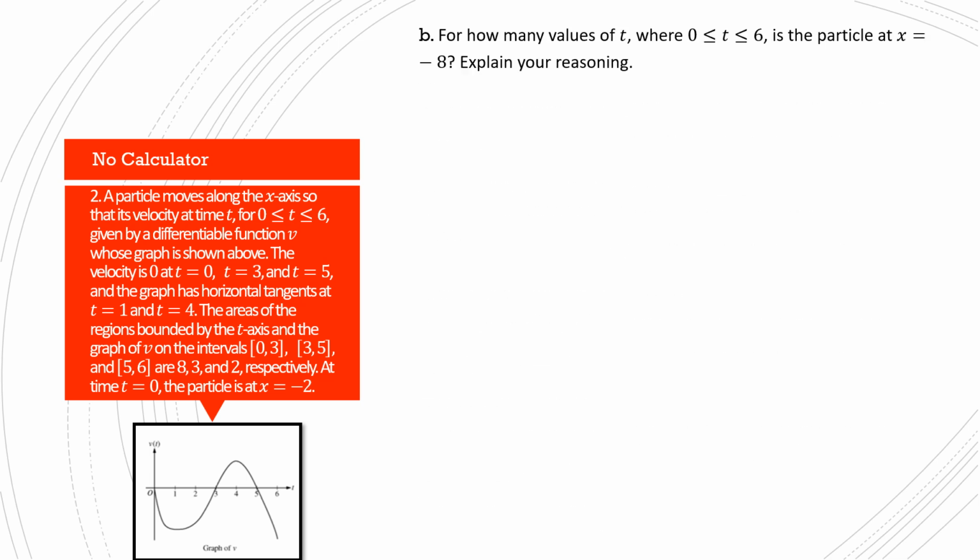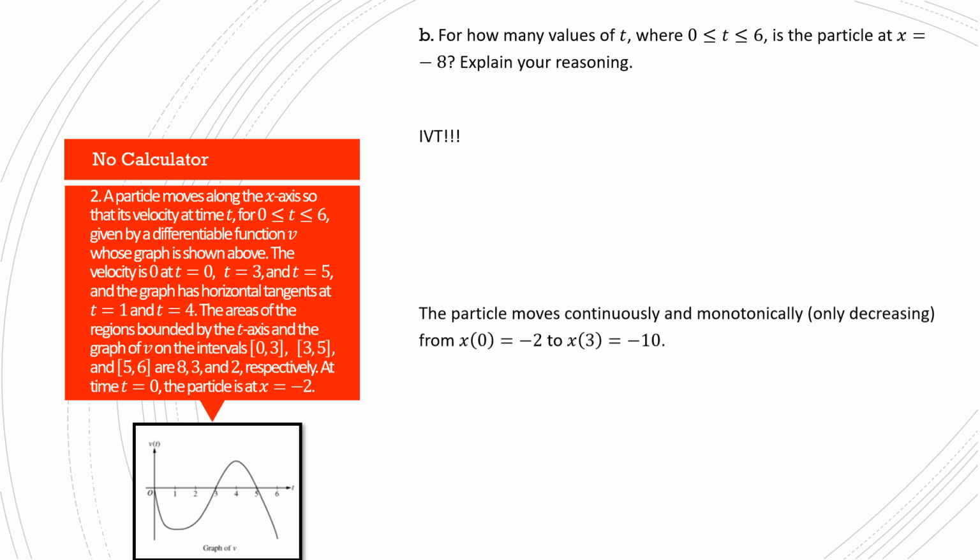All right, so the next question says, for how many values of t between 0 and 6 is x equal to -8? Notice they're not asking about derivatives or integrals or anything like that. That leads me to understand that they're asking me for the intermediate value theorem. They want to know where -8 falls on the original function, not on the derivative or anything like that.